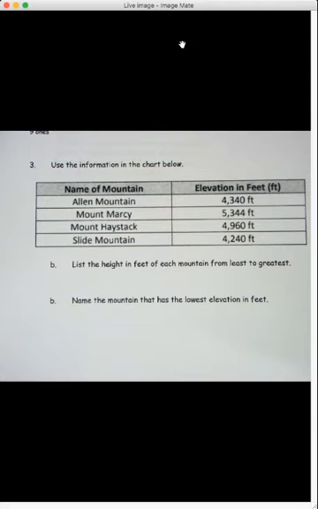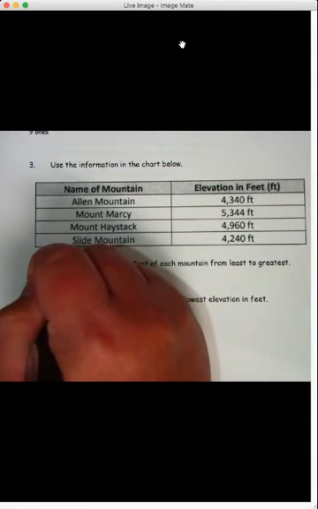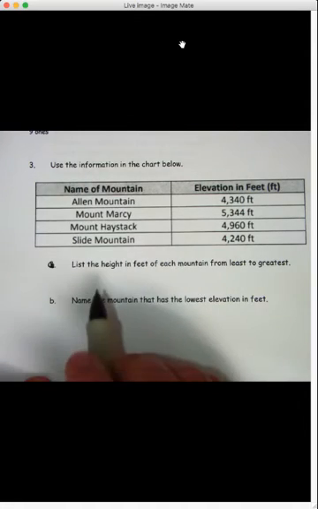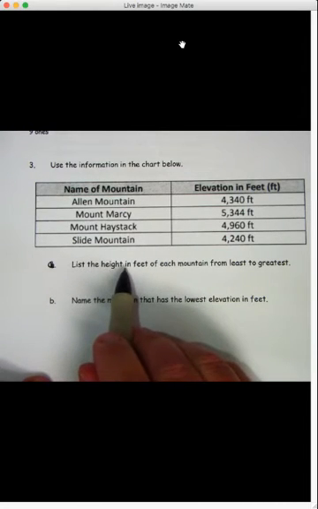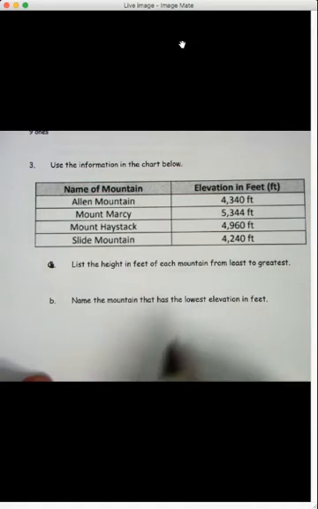Okay? This is 2 part B's. I think this one's supposed to be an A, don't you? I think that's a misprint. So let's see. List the height in feet of each mountain from least to greatest.